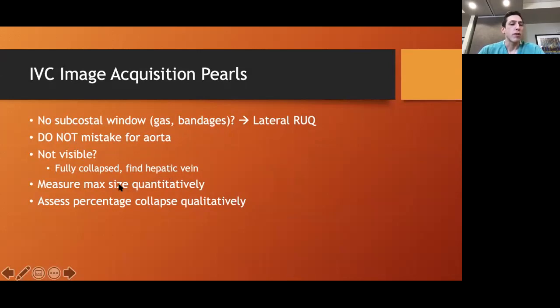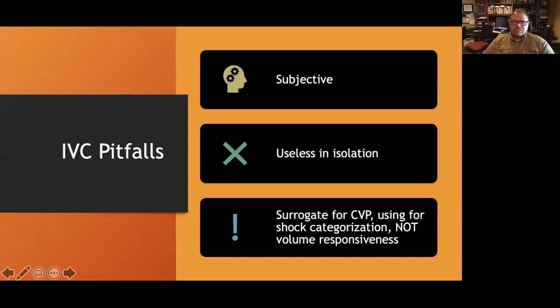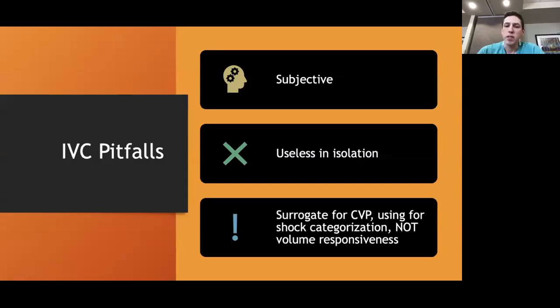And when measuring the overall size at its largest, I like to do this quantitatively by freezing the image and using calipers. But when assessing the percentage of collapse, I think it's fine to do that qualitatively. So in summary, we must be cautious with our IVC interpretation as there is potential for significant intra-provider variability. I have had 3 providers come to me with 3 different recommendations based on the same IVC images in the same day. So I think it's very important to do some quantitative assessment of it.